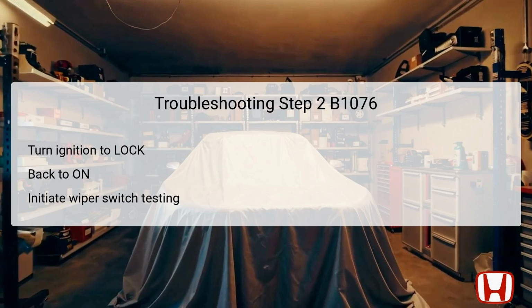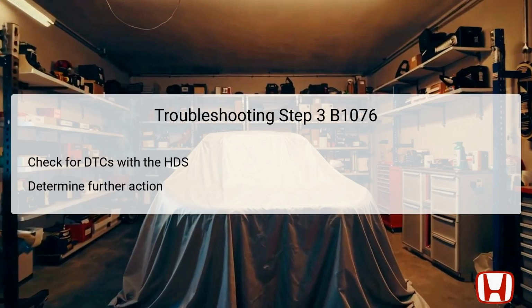This action helps in engaging each mode of the wipers, allowing the system to register the function of the switch properly. Monitoring the system's response will provide valuable feedback on whether the wiper functionality is impaired or if there are issues with the switch itself. In this step, check for any DTCs again using the HDS after operating the wiper switch through its settings. If DTC B1076 is still indicated, it signals that the malfunction persists, prompting further investigation.